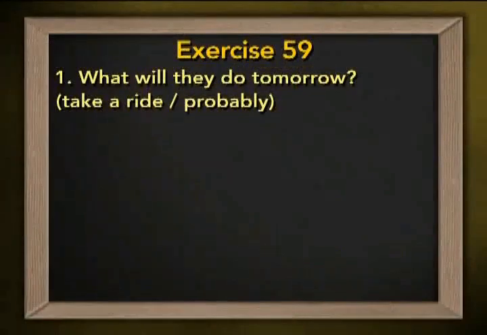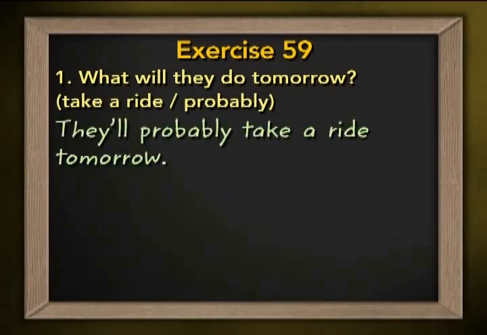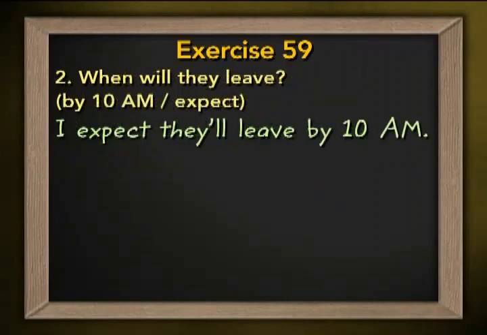Let's review sentences with the auxiliary verb will. You saw information like, what will they do tomorrow? Take a ride? Probably. And you made the sentence. They'll probably take a ride tomorrow. Or they will probably take a ride tomorrow. Good. Next one. I expect they'll leave by 10 a.m.